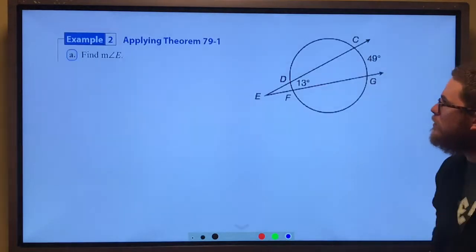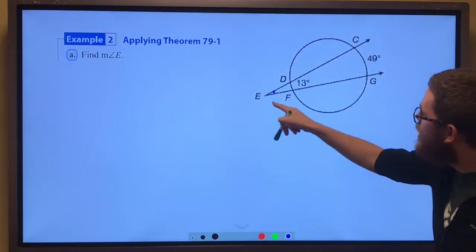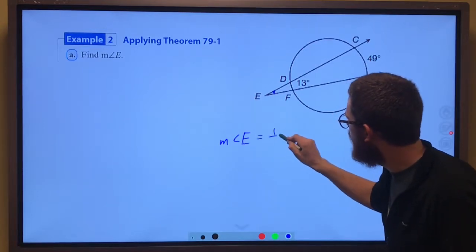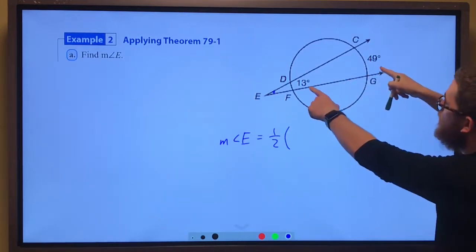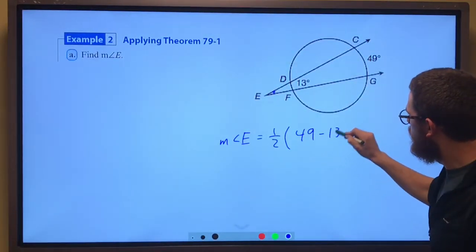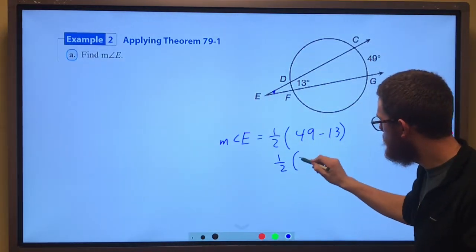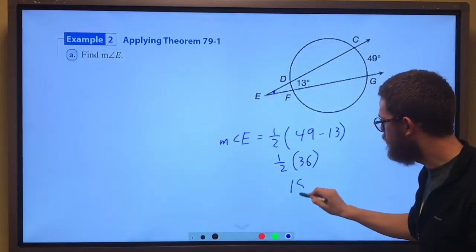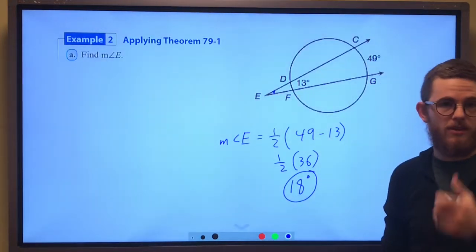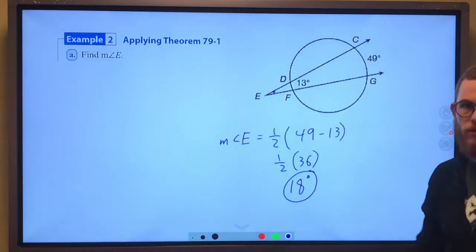Let's use it. Here we want to find E. There is E, and we know that the measure of angle E is going to have to be half the difference of the two arcs that it creates. 49 minus 13. What's 49 minus 13? It's 36. Half of 36 must mean the measure of angle E is 18 degrees. It's half the difference of the two arcs that it creates.